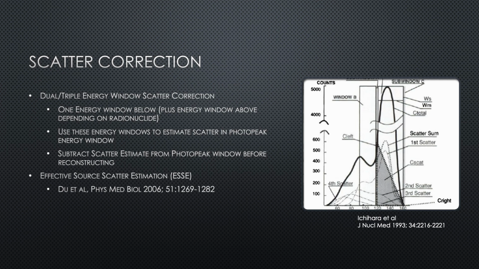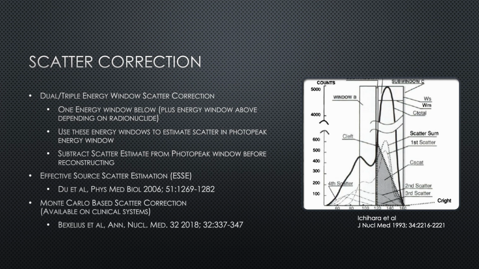A second method is to use effective source scatter estimation. I won't go into it in too much detail here. I think it's beyond really what we're trying to cover here, but I do give a reference. And the third method, which is available on Hermes at the moment, is to use Monte Carlo-based scatter correction. And again, I won't go into details, but there's a reference there if you want to know how that works.